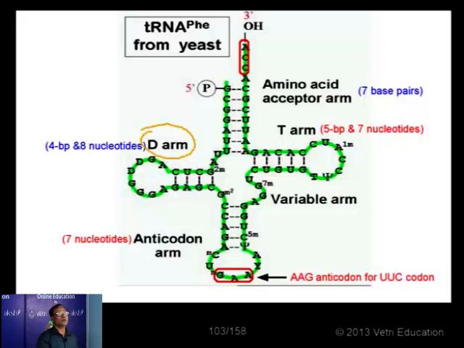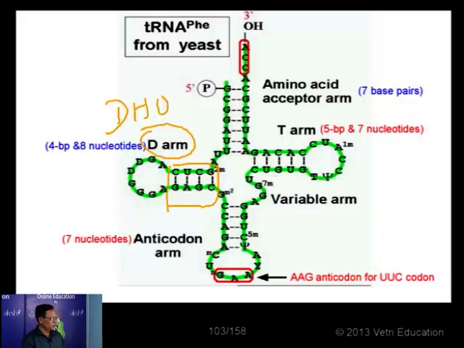It is also called DHU or D arm. Again, in the case of this D arm, we have a stem. The stem is formed of 4 base pairs. And then we have the loop that is formed of 8 to 10 nucleotides. But in the case of phenylalanine tRNA, we have only 8 nucleotides.